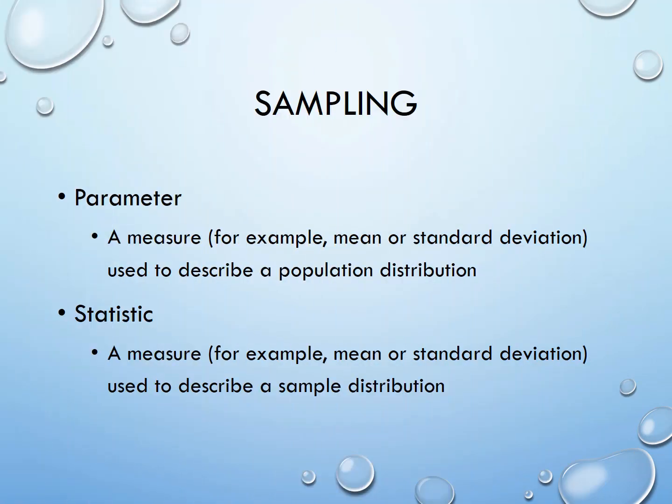When we talk about the data that represents either a population or a sample, they have different terms. A parameter is a measure, it could be, for example, a mean or a standard deviation, that is used to describe a population distribution. So parameter goes with population. A statistic is a measure, again, for example, mean or standard deviation, that is used to describe a sample distribution. These terms are really easy to remember. Statistic goes with sample, parameter goes with population.